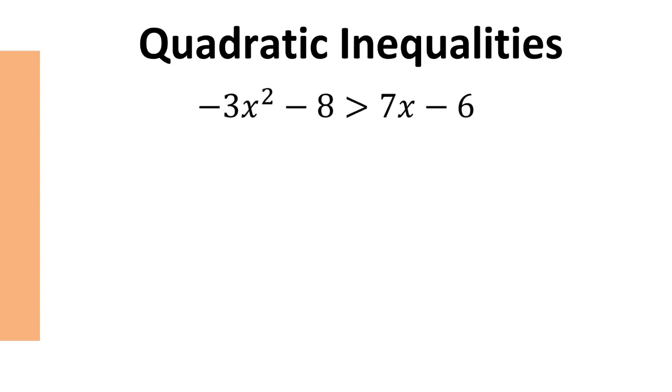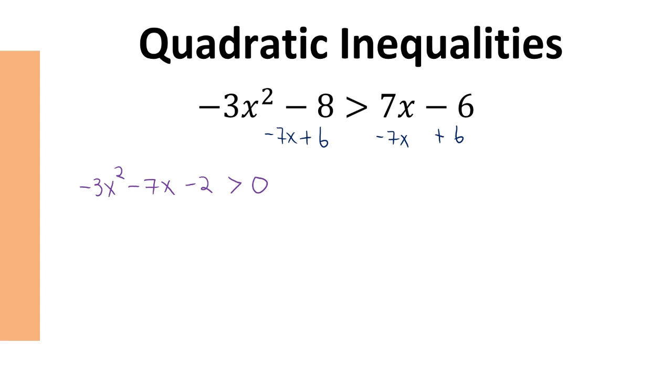Here is another example of how we solve quadratic inequalities. The first step again is to move all the terms to the other side by subtracting 7x and adding 6 to both sides. Now my quadratic inequality becomes negative 3x squared minus 7x minus 8 plus 6, which is negative 2, and that's greater than 0.